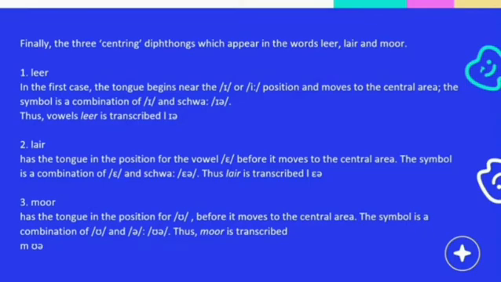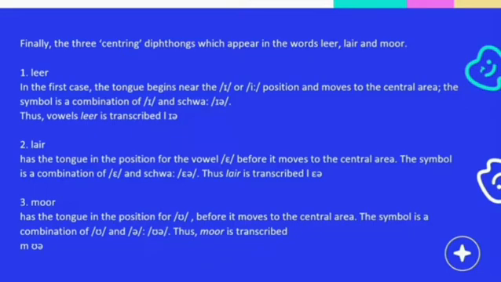Finally, the three centering diphthongs which appear in the words leer, lair, and moor. Leer. In the first case, the tongue begins near the E positions and moves to the central area. The symbol is a combination of E and schwa. Thus, leer is transcribed as lia.